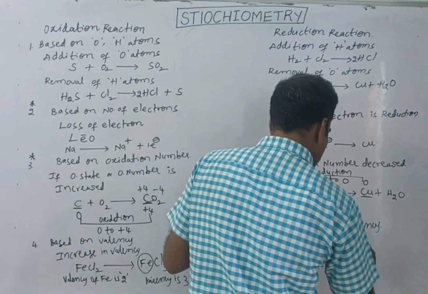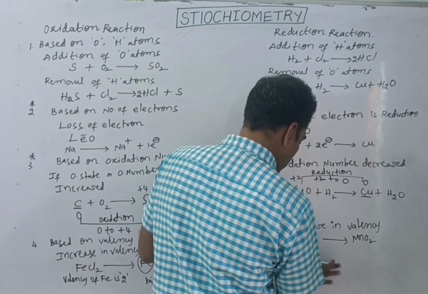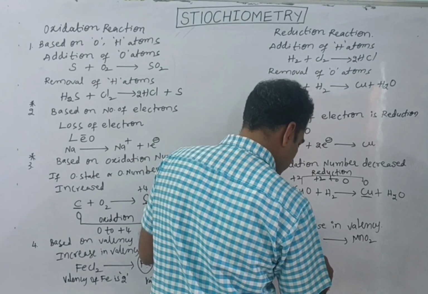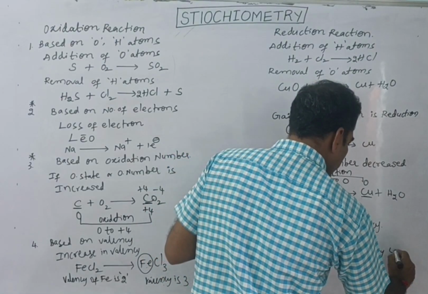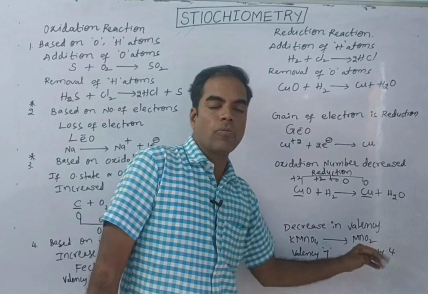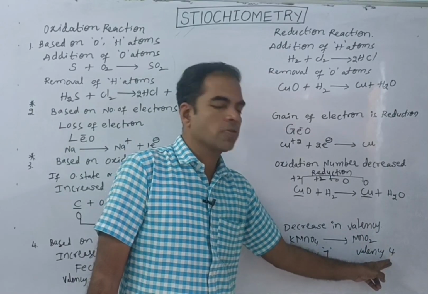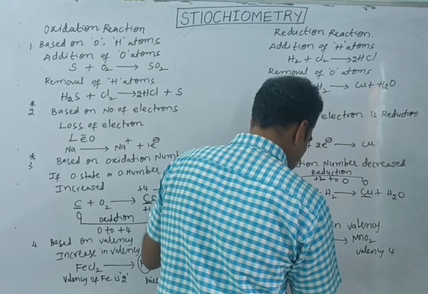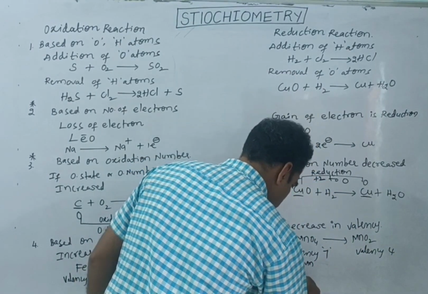KMnO4 to MnO2. KMnO4 is potassium permanganate, and MnO2 is manganese dioxide. Here the valency is 7. Here the valency is 4. That means it's surrounded by 2 oxygen atoms but making 4 bonds. Right? Each oxygen makes a double bond. In MnO2 the valency is 4, while in KMnO4 the valency of Mn is 7. Otherwise, you can represent it like this also.